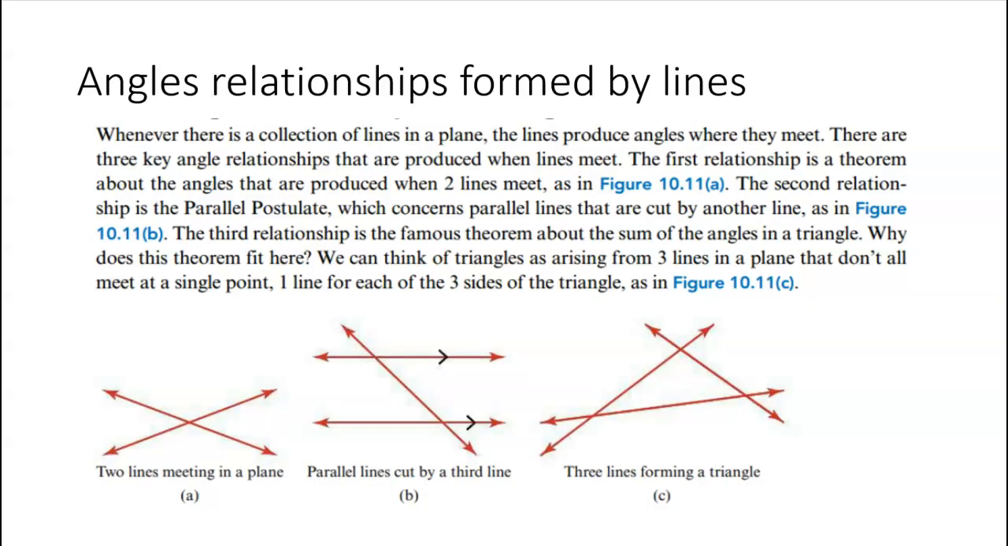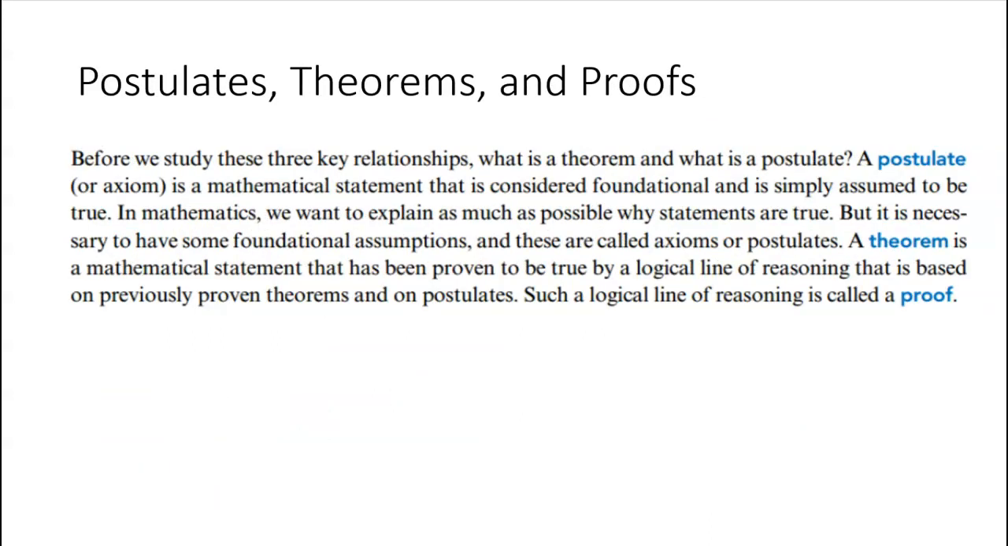So, angle relationships formed by lines. Whenever there is a collection of lines in a plane, angles are produced where the lines meet. We're going to look at several different ways that you can cut up lines and look at their angles. First, we've got to clarify some language around postulates, theorems, and proofs. A postulate, or an axiom, is a statement that is foundational and assumed true. A theorem has been proven to be true, and the way that we proved it was by using a logical line of reasoning called a proof.